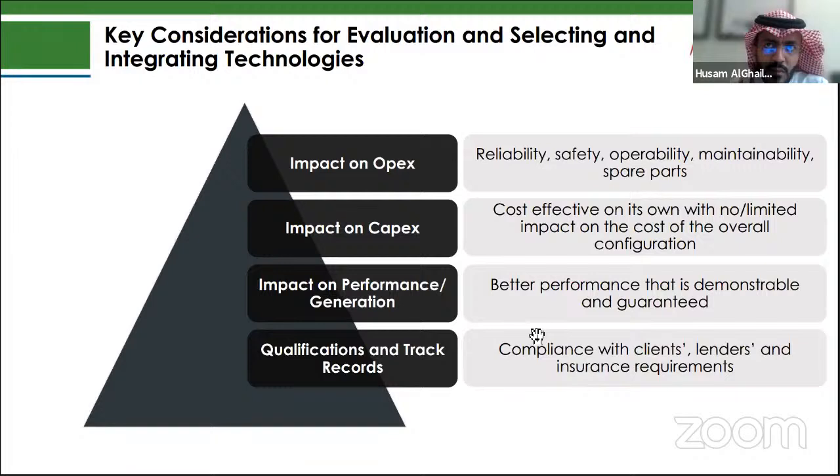Then I think one of the key criteria for selection is the impact of the new technology, or the new configuration, on the performance or generation. And it's not only a matter of plugging in a number and looking at the model and the simulation and what it will bring. It's ultimately about how this will be demonstrated and guaranteed.